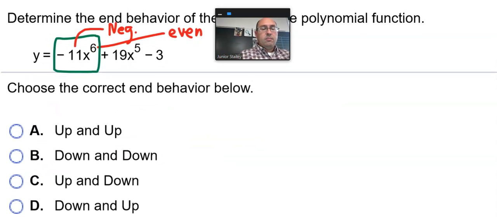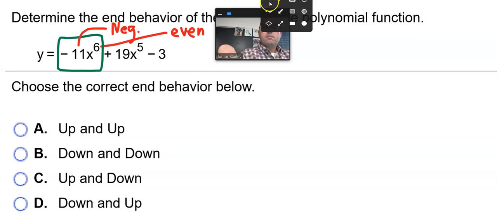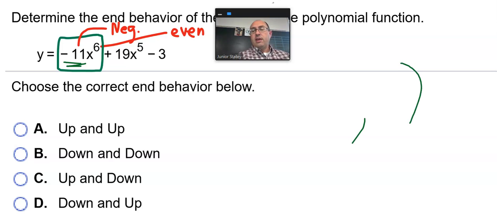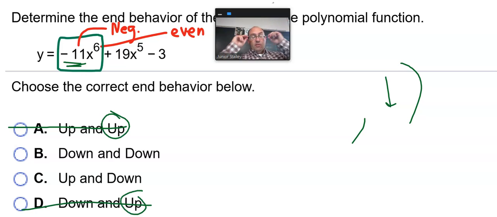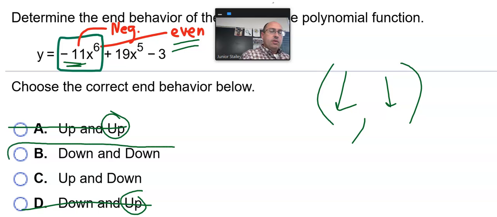Okay, next one. The original number is negative, so I know that's down, so that one is out and that one is out, because you can't have the wrong right end behavior. We have an even degree. The even degree means the left is the same, so we want down and down.